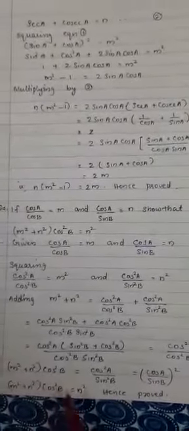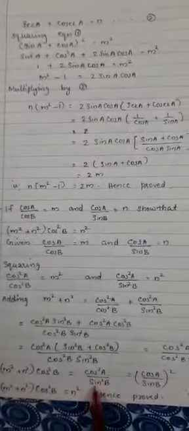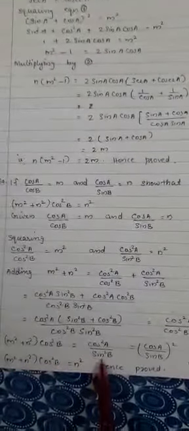m square plus n square into cos square B is equal to cos square A divided by sin square B. That is equal to cos A by sin B the whole square. It is given that cos A by sin B is equal to n, so n square. That is m square plus n square into cos square B is equal to n square, hence proved.